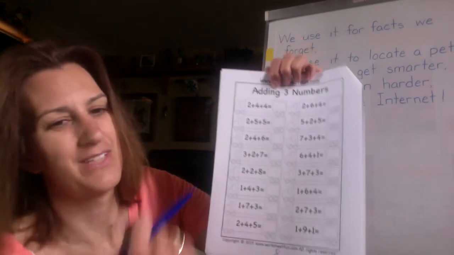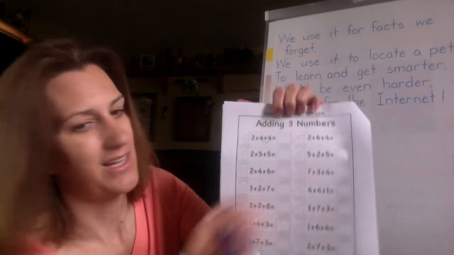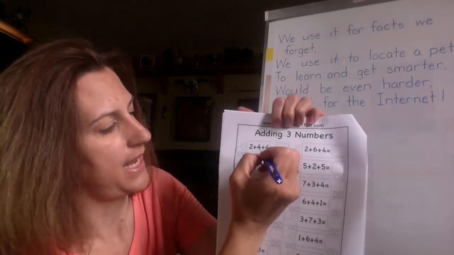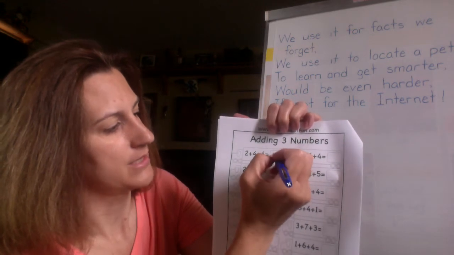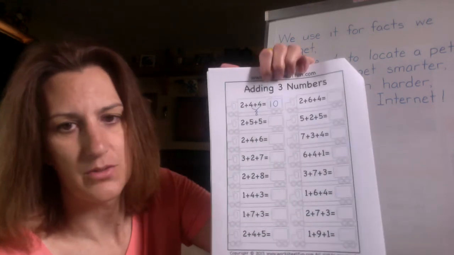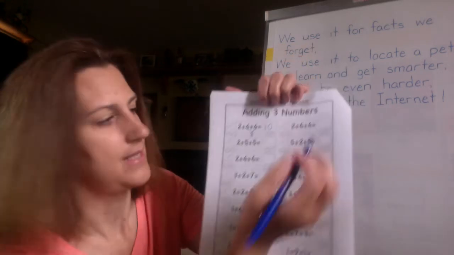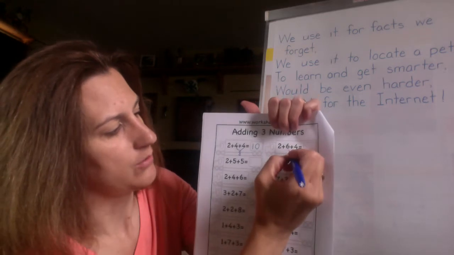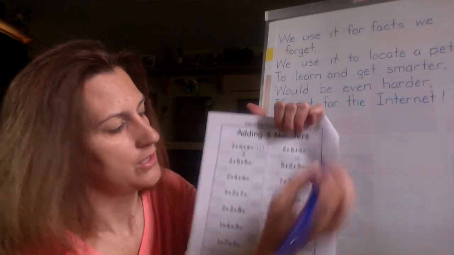If this was me, I would look at this first one and I would do my doubles fact because I know I can't make 10. So I would go 4 plus 4 equals 8, and then I would add on 9, 10. This next one, I can make 10. So I would go 6 plus 4 equals 10, and then 10 plus 2 equals 12.